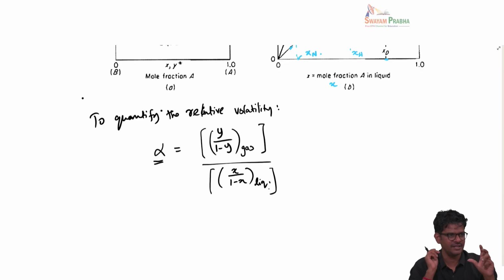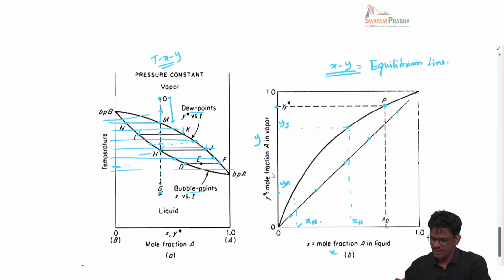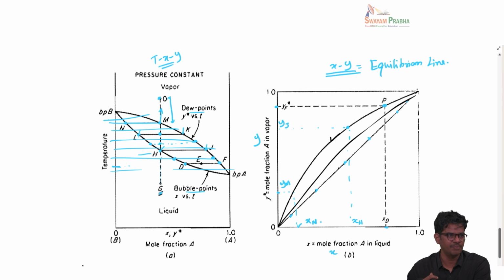Okay, I first find the composition ratio of A to B in the gas phase and then the liquid phase, and I take the ratio of these two gas to liquid ratios. Now this alpha basically tells you how far my equilibrium line is from the 45-degree line. If alpha is very small, it means it's very close to the 45-degree line. If alpha is more, I am departing further away from the 45-degree line.